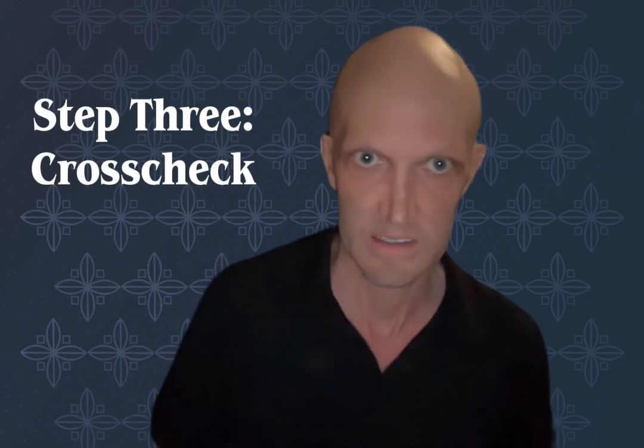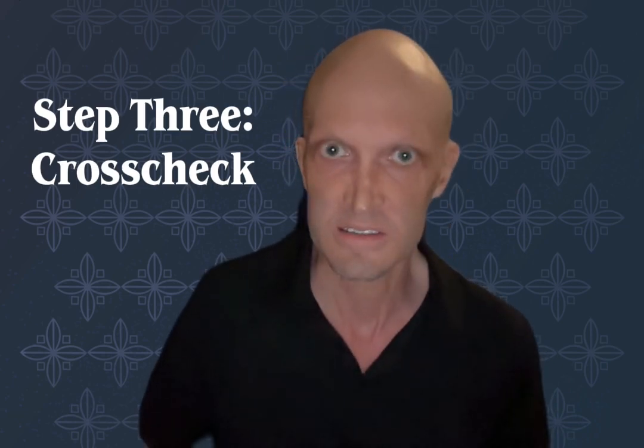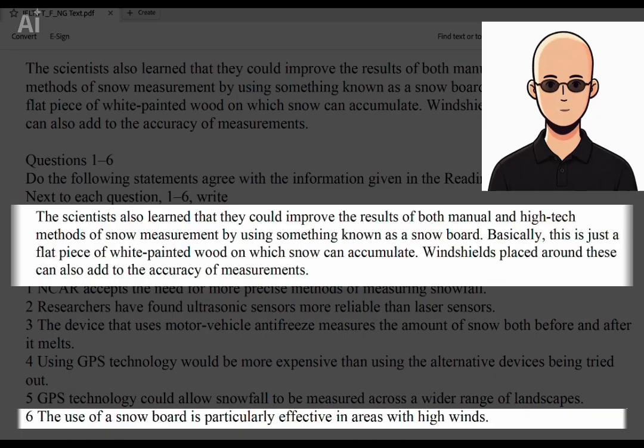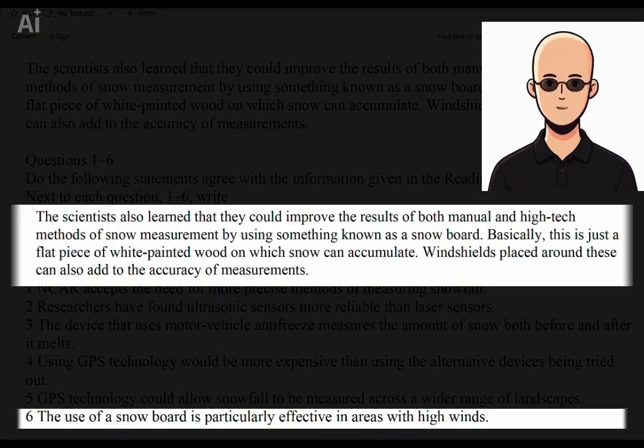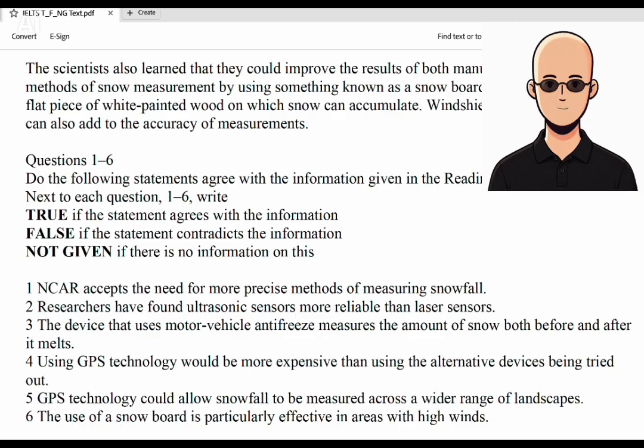Step 3. Cross-check. If we paraphrase, this states that snowboards can improve results of manual and high-tech snow measurement, but it says nothing about being effective in areas with high winds. The only mention of wind is the wind shields placed around. So that must be a distractor. Okay, because there's no mention of wind shields in the statement, only wind. Therefore, we must mark this one as not given.